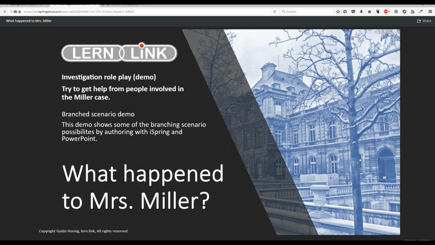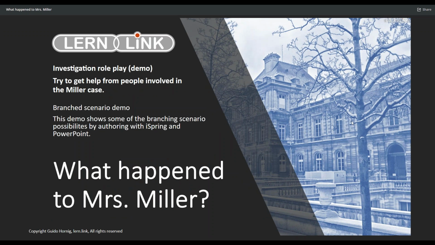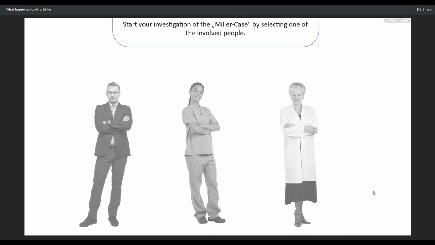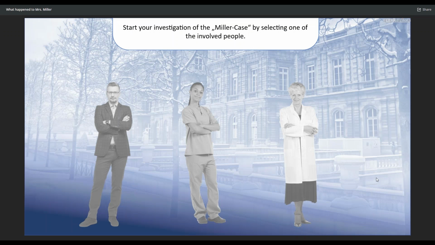So, okay, this is the Miller case in the iSpring cloud. That was very easy for me to upload. You can click everywhere just to go to the next slide. And there we have three persons. In the header there's some introduction about what to do next. So we need to select one of the persons.